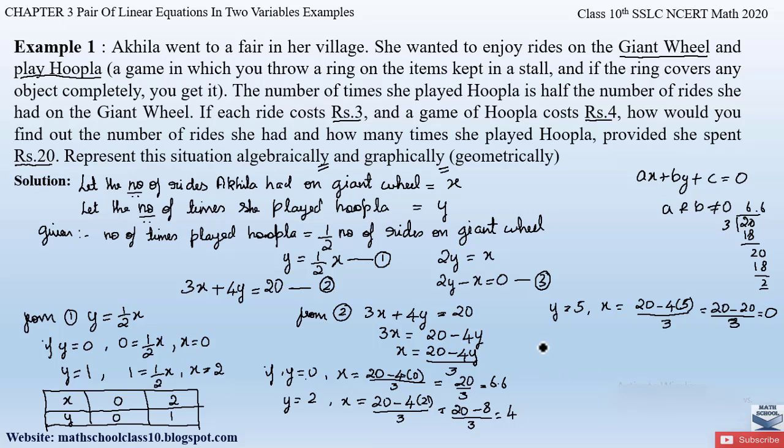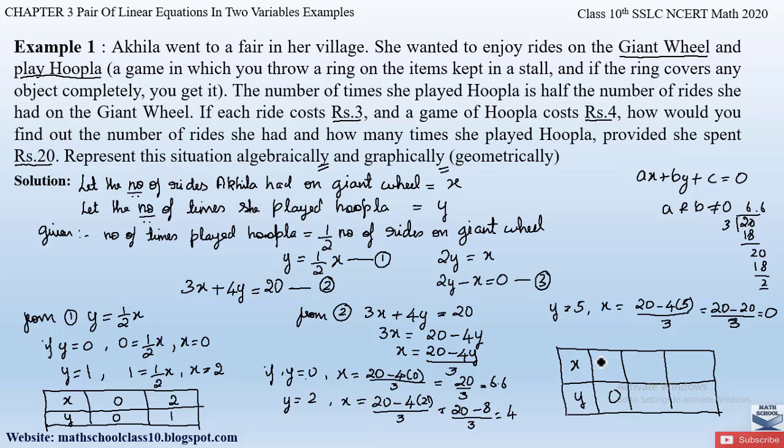So let us draw the table again for equation 2. We will take the x value first, then the y value. For y equal to 0, we got the result as 6.6. For y equal to 2, we got 4. Again for y equal to 5, we got 0.